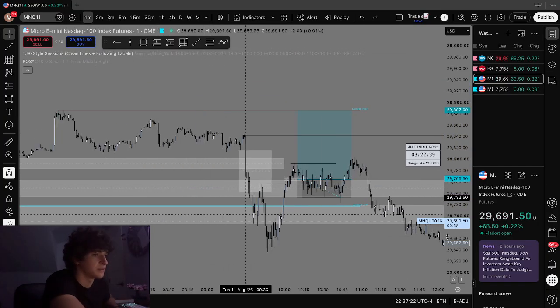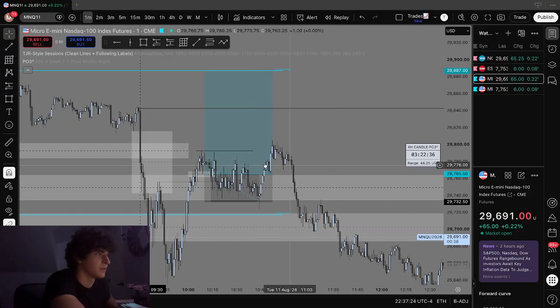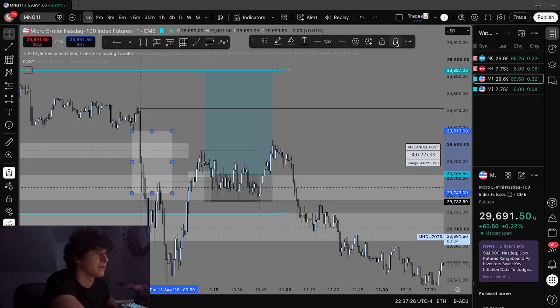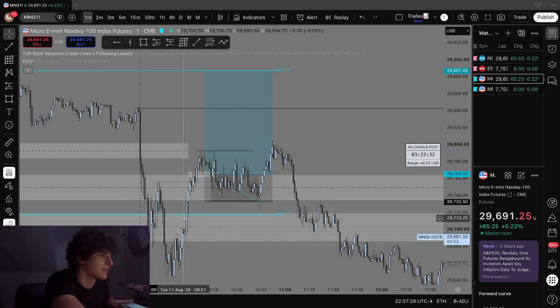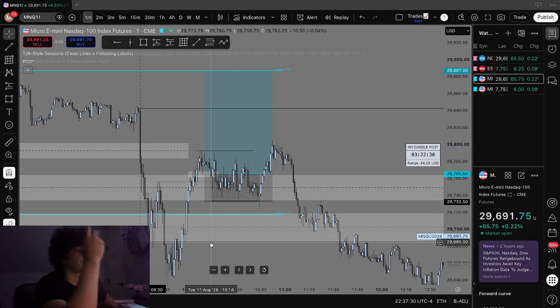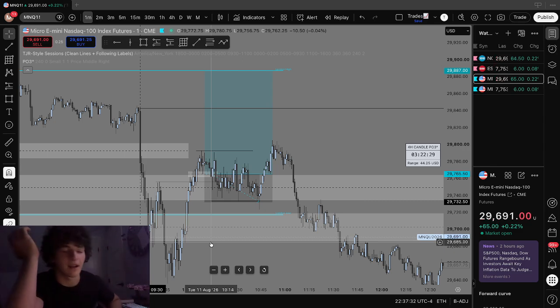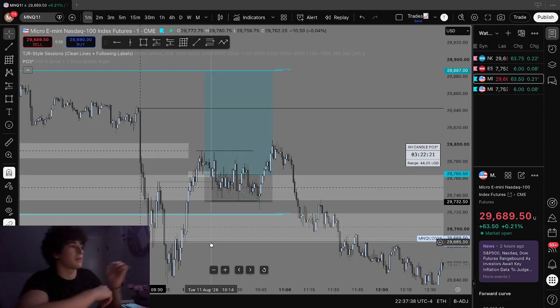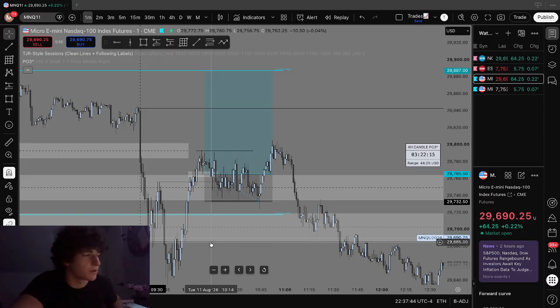And then this one over here was even worse, because I FOMO'd into this setup that I missed. I don't know why I keep doing this. I mean, it's just because I put limit orders instead of entering the market immediately, because when you put limit orders, you can drag your stop loss and see how much money you're risking.